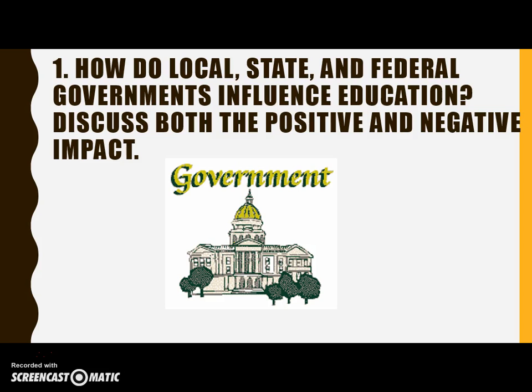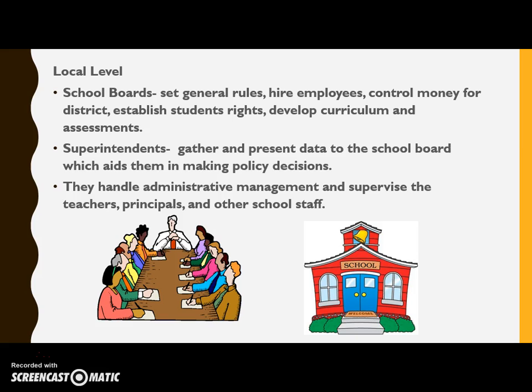Question set 2. How do local, state, and federal governments influence education? Well, at the local level, school boards set general rules, hire employees, control money for the district, establish the students' rights, and develop curriculum and assessments. The superintendents are at the local level as well, and they gather and present data to the school board, which aids them in making their decisions. The superintendents also handle the administrative management and supervise the teachers, principals, and other school staff.